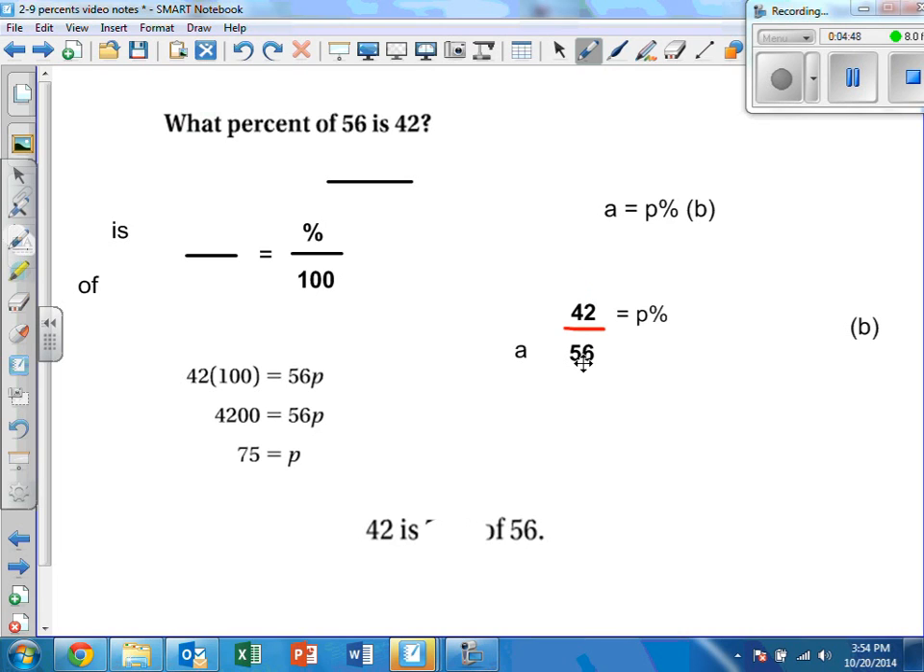If you did 42 divided by 56 in a calculator, you would get 0.75. That equals my P percent. Now in order to change that to just simply percent, I have to move the decimal 2 places to the right, so therefore it would be 75% is my answer. So either way that you look at it, the answer is 42 is 75% of 56. That's my answer.